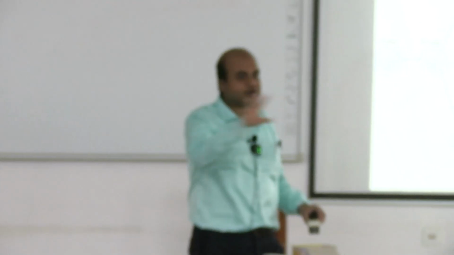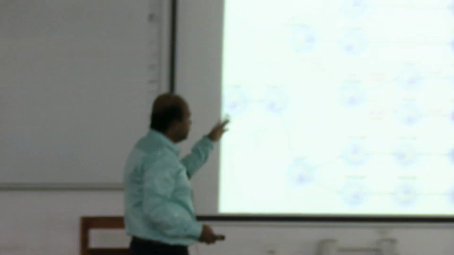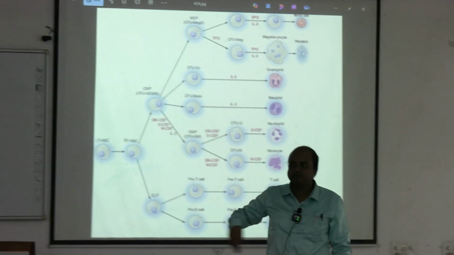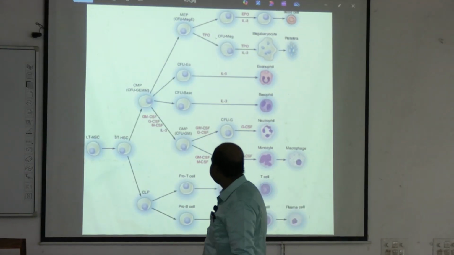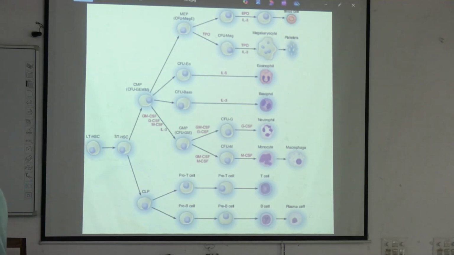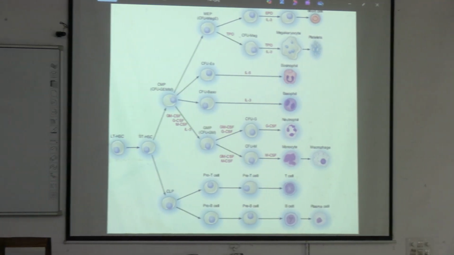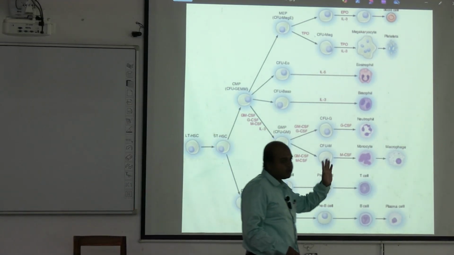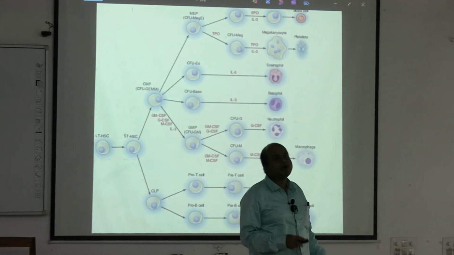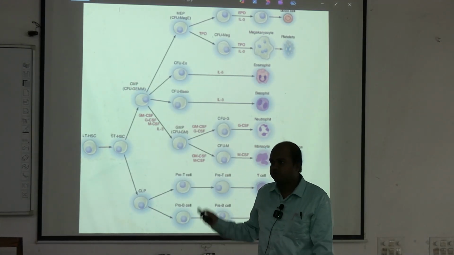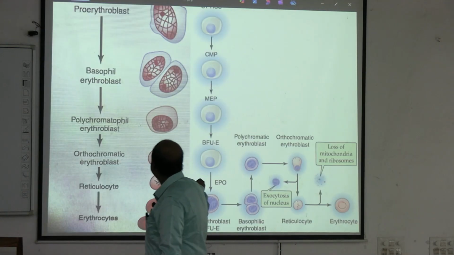So this is just an idea of how different lineages originate from the stem cells. Forget about the whole picture, the different cells will originate from the different stem cells. This is the brief takeaway. Okay, so common myeloid progenitors will be there, common lymphoid progenitors for the lymphocytes. From the common myeloid progenitor, the myeloid erythroid progenitor for the red blood cells, and the myeloid erythroid progenitor is also responsible for the ultimate maturation of the platelets from the megakaryocytes.